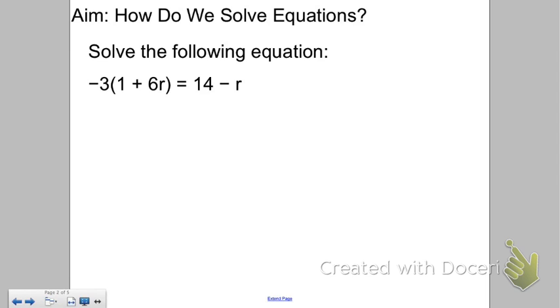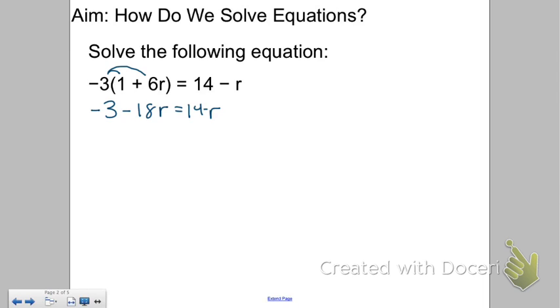So when we're solving equations, we're going to use our same steps every time. My first step is to simplify the left. So I'm going to distribute the negative 3. When I distribute the negative 3, I have negative 3 minus 18r equals 14 minus r. Now I've finished simplifying the left. Now I look to see if I simplify the right. There's nothing for me to simplify on the right.